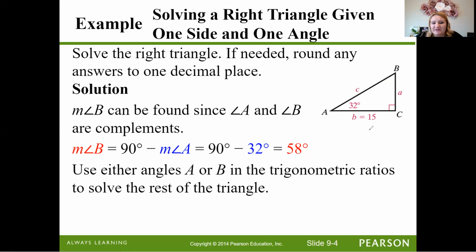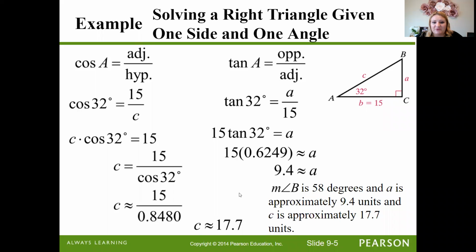So when you're looking at these figures, you definitely want to clearly identify the things that you know and the things that you don't know and things that are missing, in hopes to help you. So this is solving a right triangle given one side and one angle.